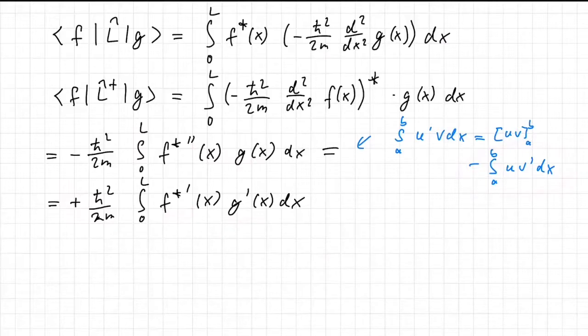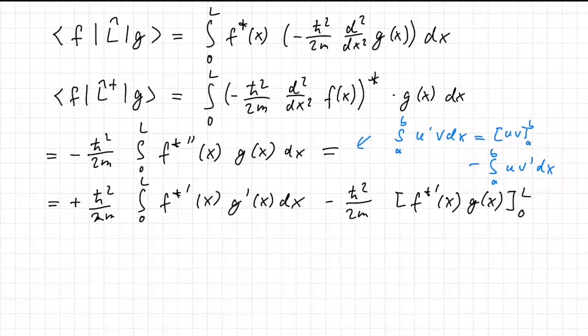And then we also need to look at these boundary terms here, and those are given by minus h bar squared over 2m, and then the functions f star prime of x, g of x, taken at the boundaries 0 and L. And what you see here is that because of the boundary conditions, that g of 0 equals g of L equals 0, this term cancels. So we're left only with the integral term.